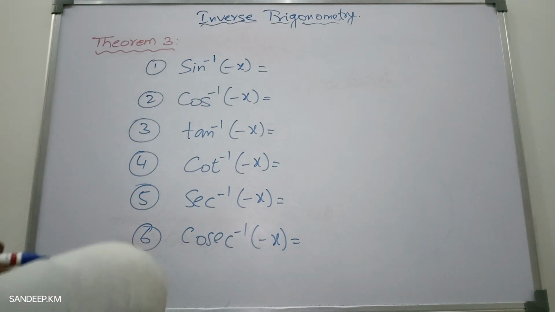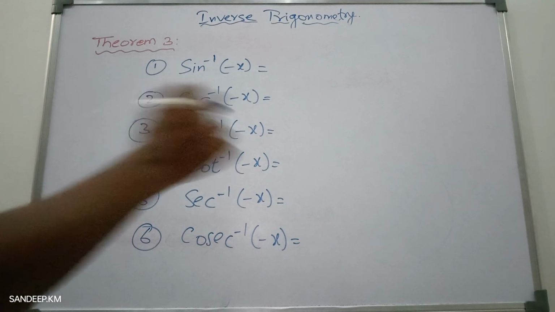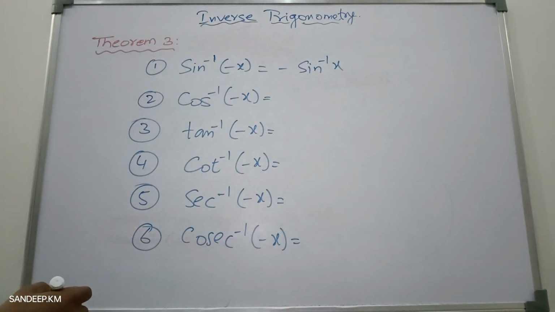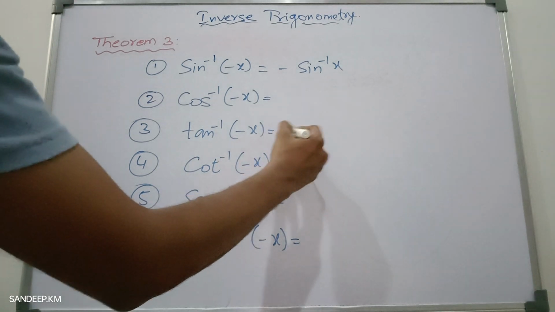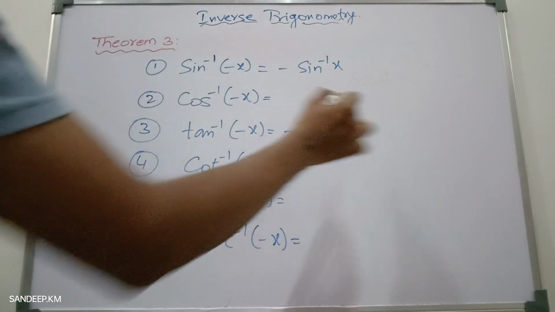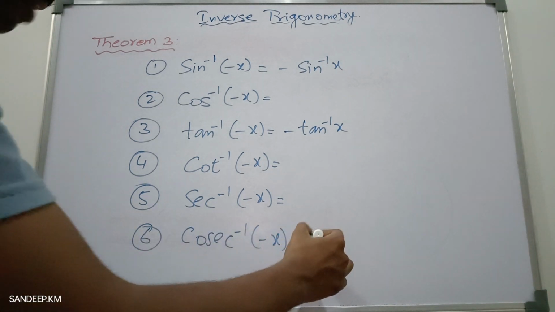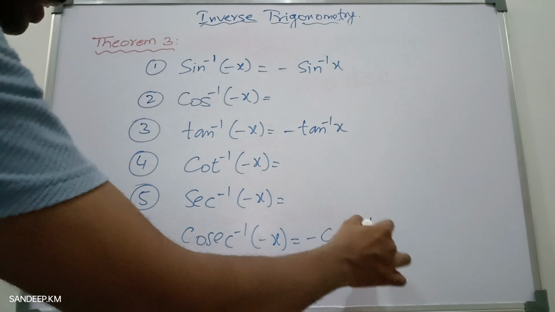So the first thing is, sine inverse of minus x is minus sine inverse x. That means simply the minus will come out of it. Sine inverse of minus x is minus sine inverse x. Okay now, next, tan inverse of minus x is minus tan inverse x. And then cosecant inverse of minus x is also minus cosecant inverse of x.